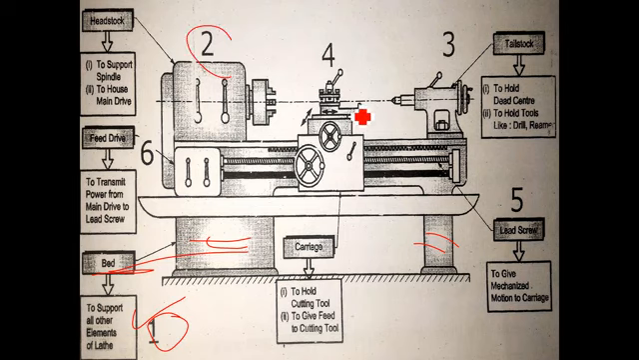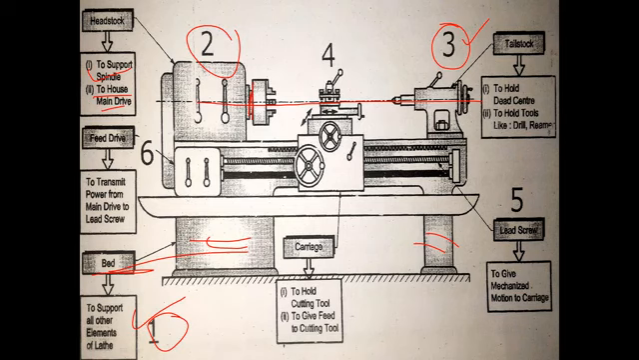Then the second very important element is the headstock. It is also called the live center. The headstock function is to support the spindle. This is the spindle. The function of the headstock is to support the spindle and to house the main drive. The third part is opposite to this, that is the tailstock. This is the headstock and this is the tailstock. This is also called the dead center.